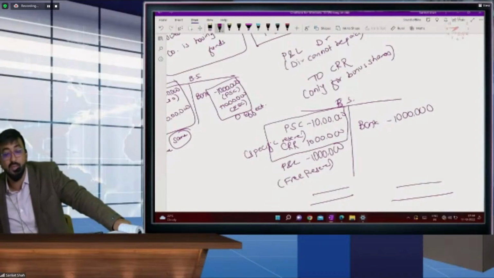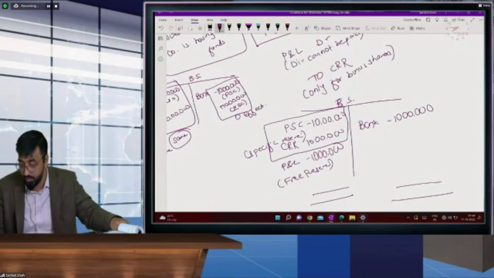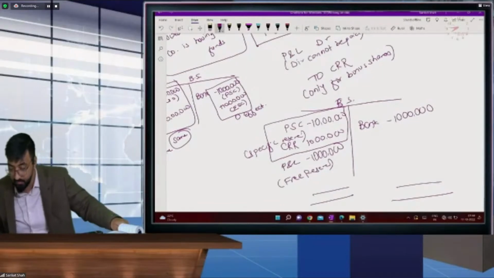Free reserves you can never call it that. It's a hardcore capital of our company and that's why preference share capital and CRR balance will be maintaining your capital structure. So these are the entries for CRR. P&L account debit to CRR.